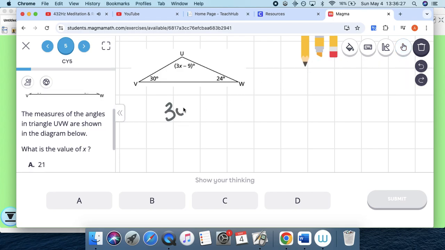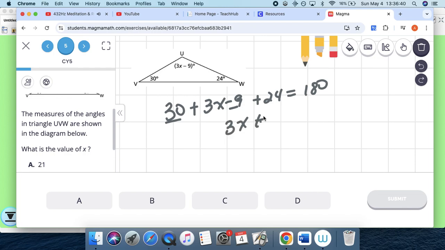We know that 30 plus 3x minus 9, plus that angle plus this angle here, all should equal 180. Combine like terms. 30 minus 9 is 21. 21 plus 24 is 50. So we got 3x plus 50 equals 180. Minus 50, minus 50.